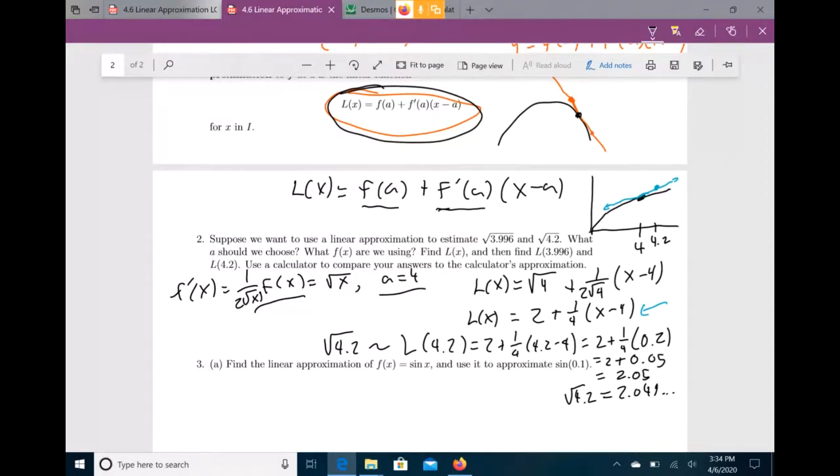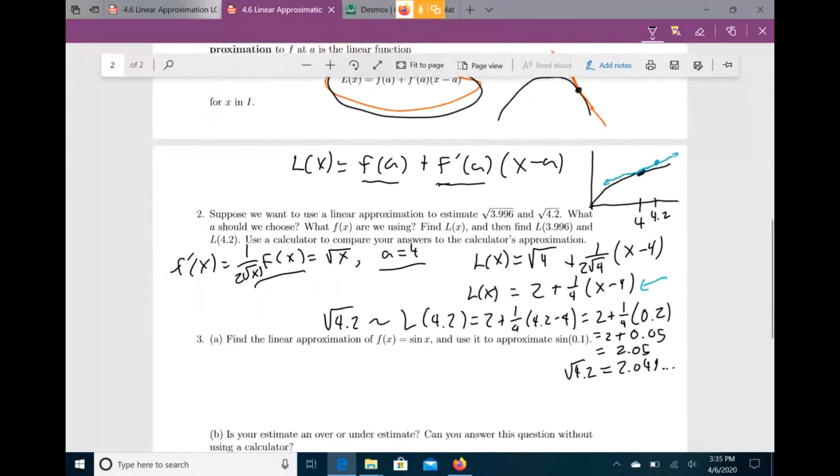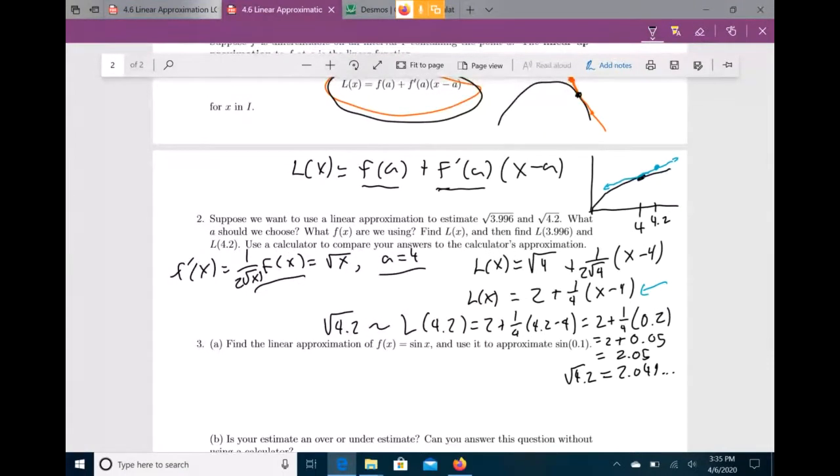You could do the same thing for 3.996, and in the solutions that I post, it'll be written on there as well. Now let's do something similar. f of x is sine of x, and I want to approximate sine of 0.1.